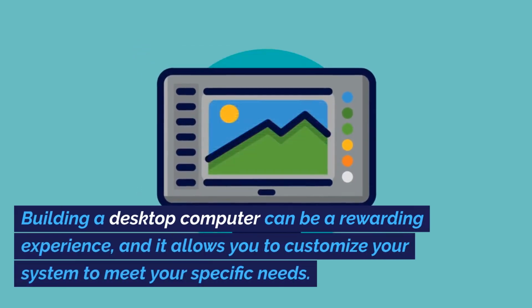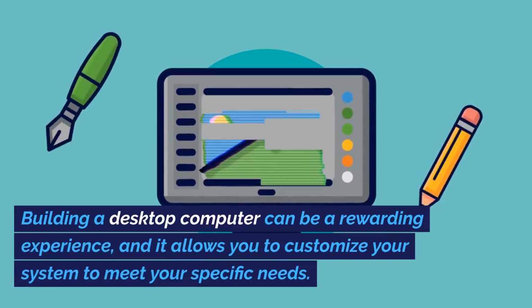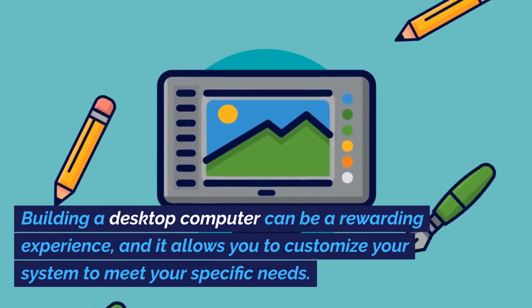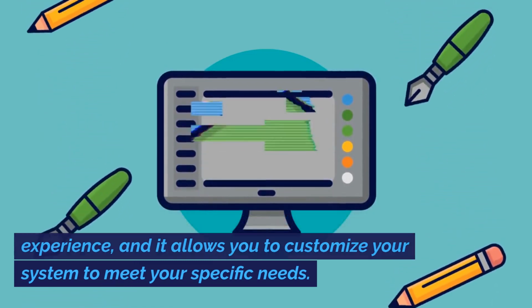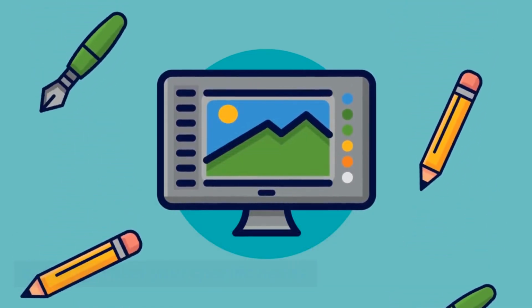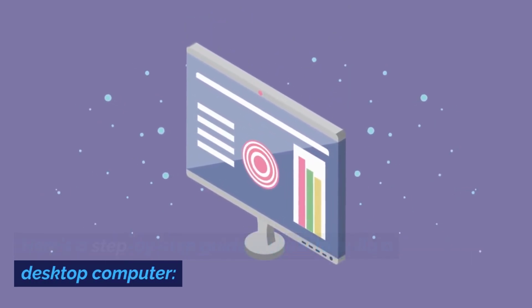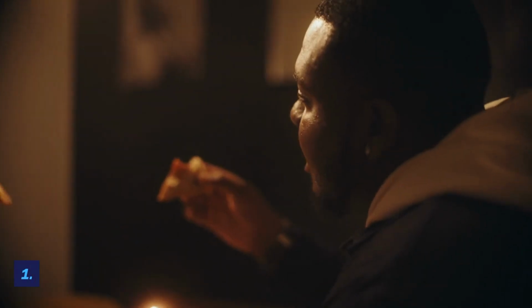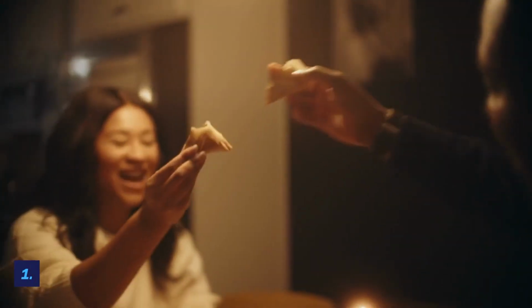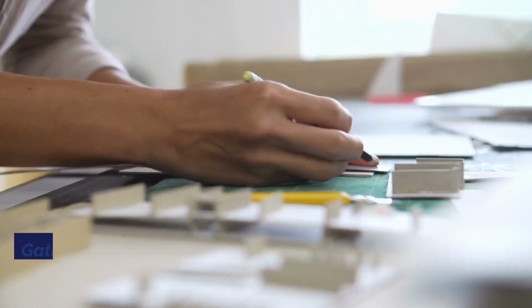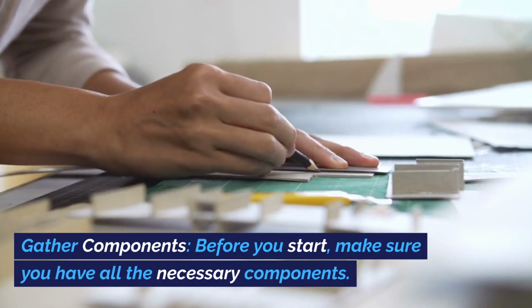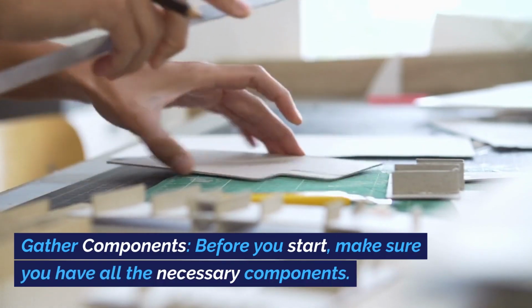Building a desktop computer can be a rewarding experience, and it allows you to customize your system to meet your specific needs. Here's a step-by-step guide on how to build a desktop computer. 1. Gather components. Before you start, make sure you have all the necessary components.